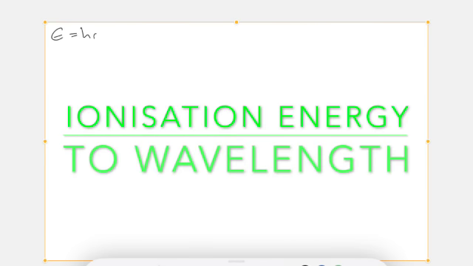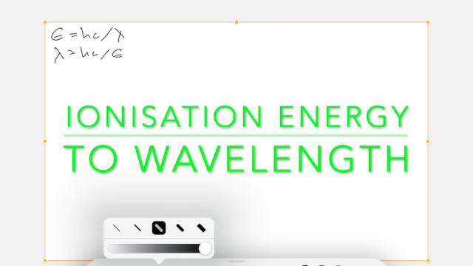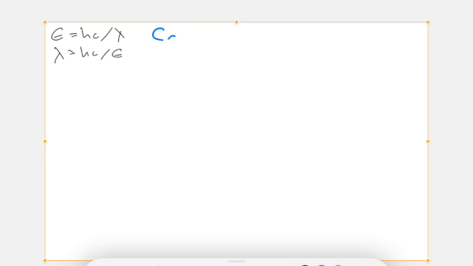So firstly, let's have a look. There are only two ways that the IB can ask this question. First of all, we're going to look at a problem where we are given the first ionisation energy of a metal, and we have to work out the wavelength, or the wavelength at the convergence limit, or the wavelength at infinity level. They are all interchangeable between each of those three quantities.